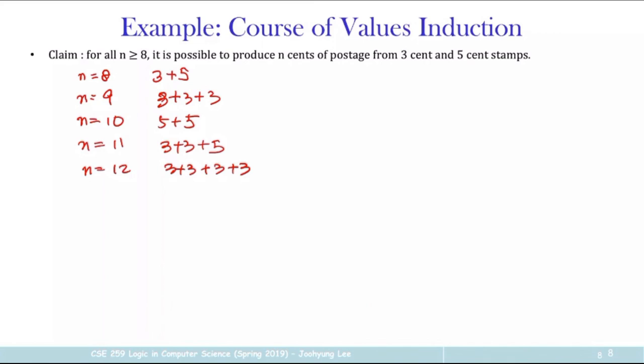So we proved, right? Do you agree? Okay. It seems a good proof to you. So we proved it, right? So we show that for all possible values of n, we can create n cent postage because we show that this works.